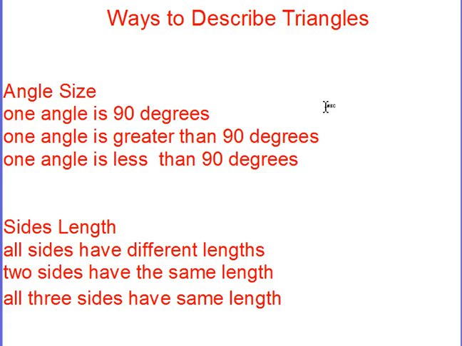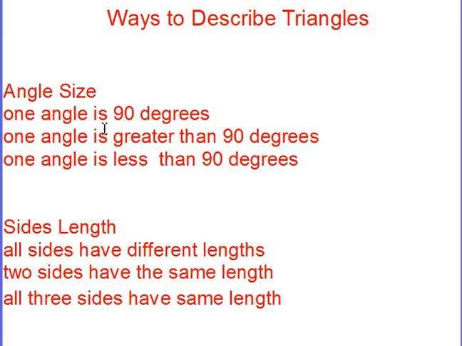Now we're going to talk about ways to describe triangles, and what I'd like you to do is get out a sheet of paper because you're going to take notes. There's two main ways to describe a triangle, and you're going to be using these terms all the time. One is the angle size. The other one is side lengths.